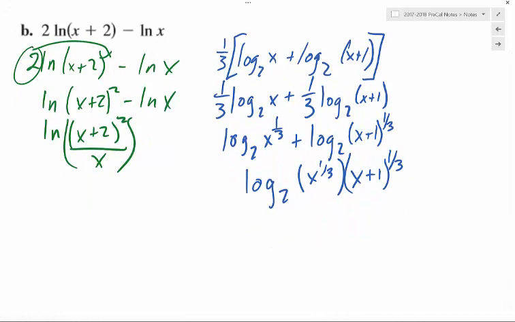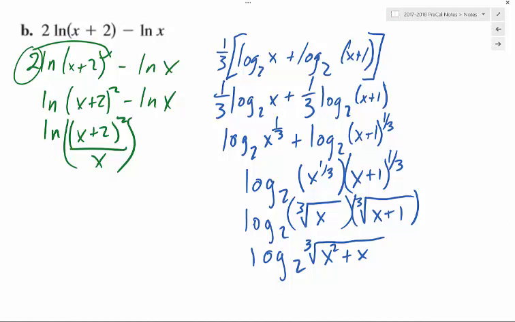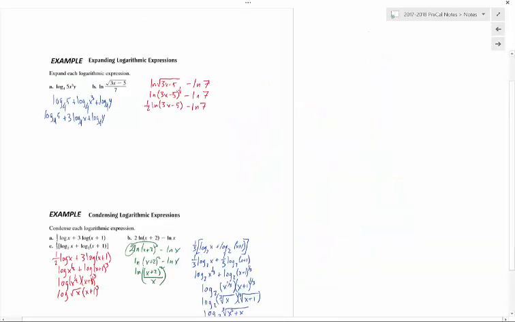Technically, there is one more step we can do. Let's put these into cube root form: the cube root of x times the cube root of x plus 1. And then I can technically multiply them together because they have the same power, like so. And that would be as far as I can go. And that concludes today's lesson.